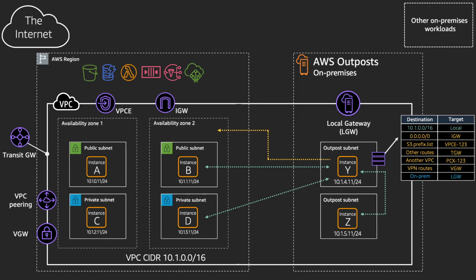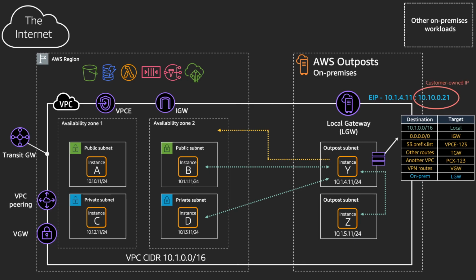So in this case, we configure another route for our on-prem routes or workloads that operate in our on-premises where the Outpost is, and we send that traffic towards the LGW or the local gateway. Now, just like an internet gateway in the region, the local gateway actually needs elastic IPs associated with it.